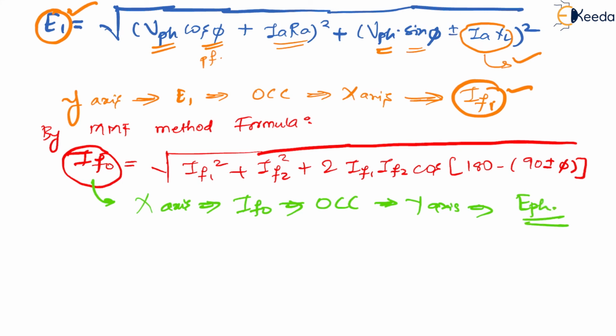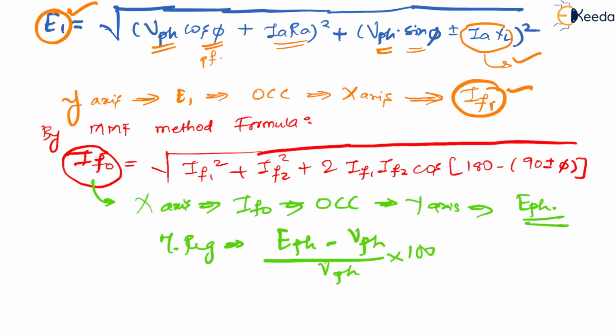So this is the story, correct? This is the story, very simple story. I will try to make a recall of it one more time, don't worry. And from this, once you have got EPH, then percentage regulation is what? Very simple. So (EPH minus V phase) upon V phase multiplied by 100. It is going to be your voltage regulation.